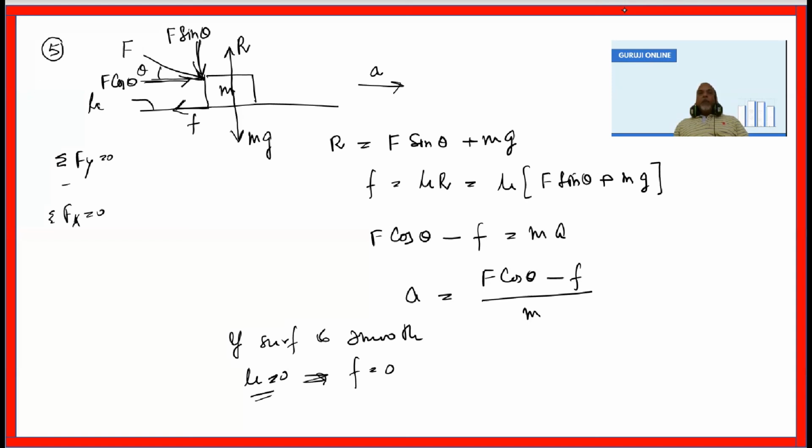So this is how we can solve our problems when the block is either at rest or moving on the horizontal surface. Now we will take up these issues when the surface is inclined.